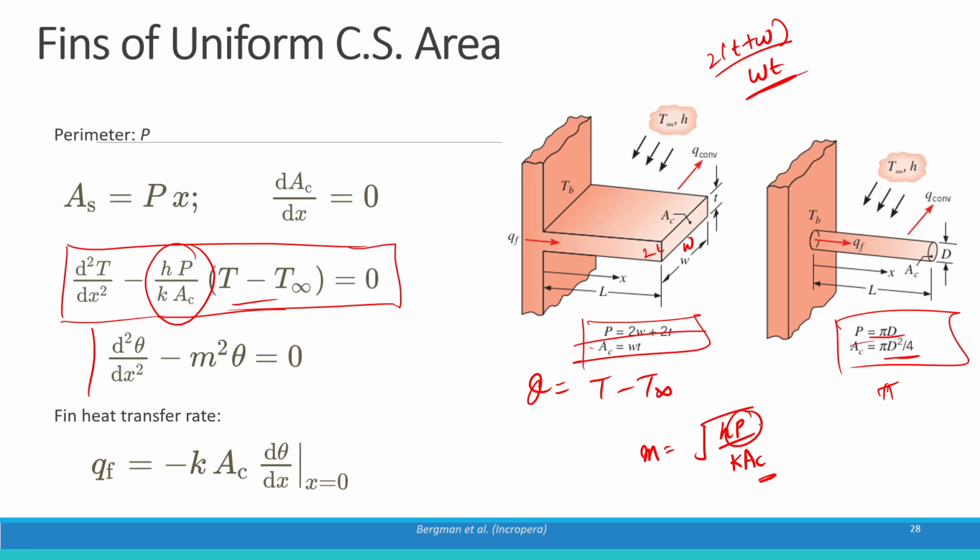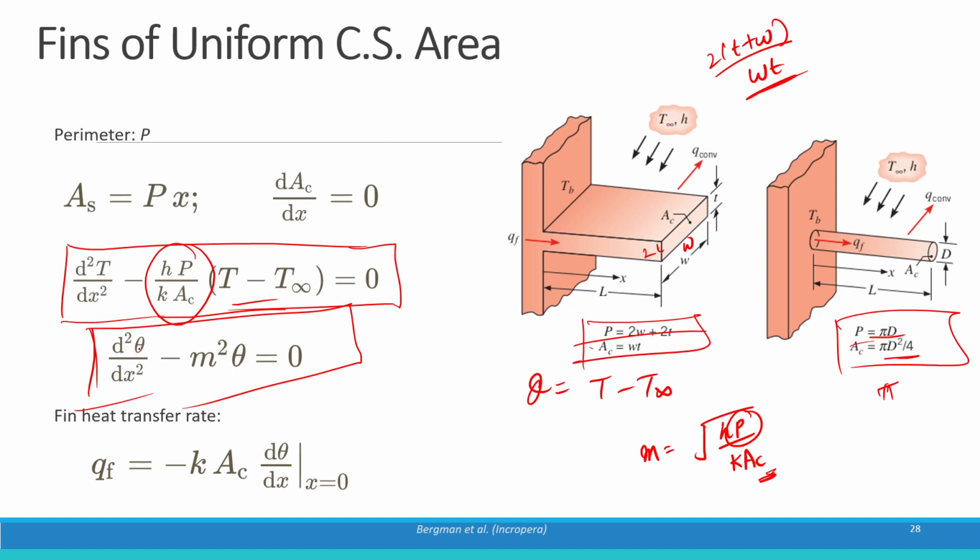So this thing you need to remember, this P and AC. Here usually students make mistake while calculating the cross-sectional area. They consider the surface area. So this thing you need to remember, that the area over here is the cross-sectional area. So you can then solve these equations.